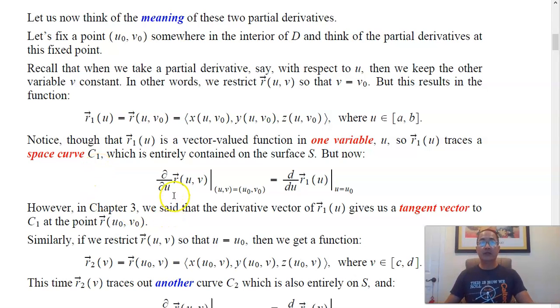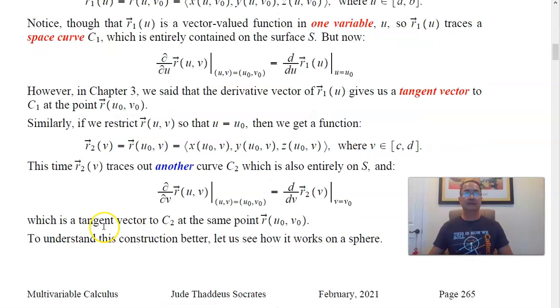And so the partial of r with respect to u, when we evaluate at u0, v0, is simply the derivative with respect to u of r1 of u, this new function, where we plug in u equals u sub 0. But we were just talking about tangent vectors. So r1 prime of u gives us a tangent vector to C1 at the point u0, v0.